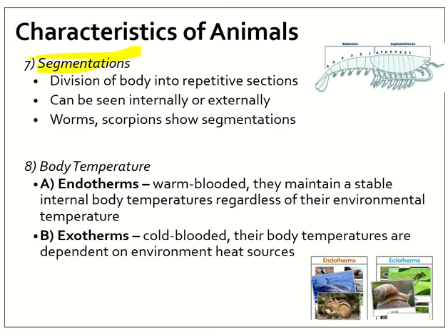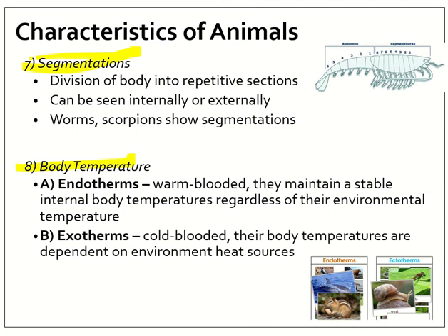Then you'll see segmentation, not always. In certain phylums you will and some you won't. And so segmentation is just kind of repetitive sections. Humans even show some segmentation. If you're looking at your rib cage or your spinal cord, they are made up in sections. Sometimes you'll be able to see them externally or internally depending on your species.